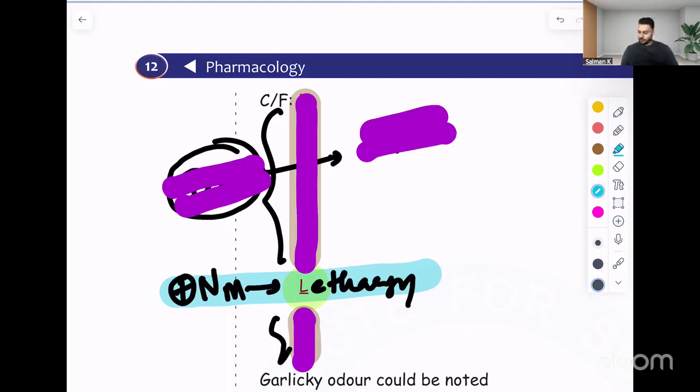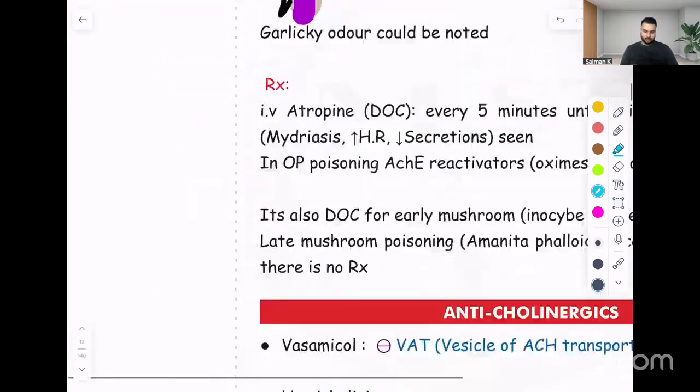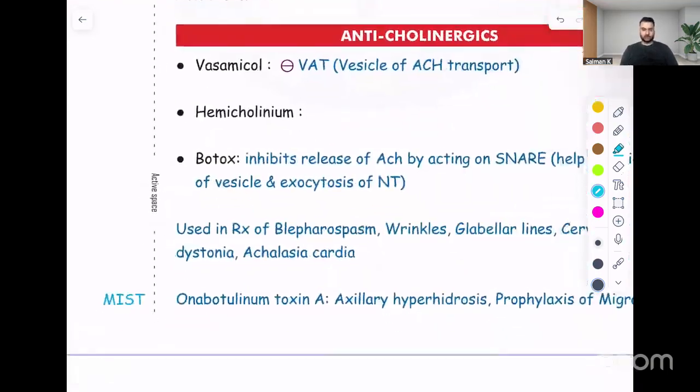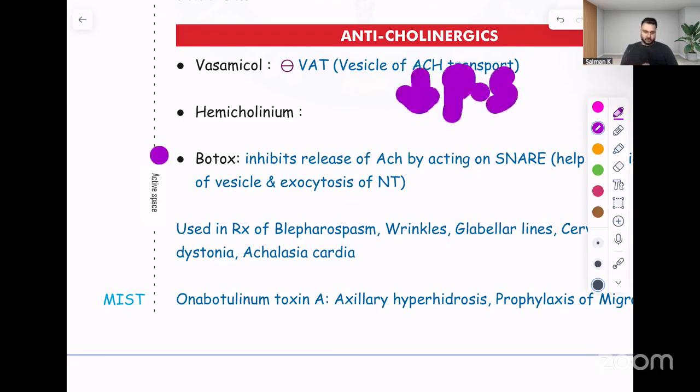Okay. Now, since we learned all this, next is anticholinergics. Anticholinergic means those are the drugs that will be blocking parasympathetic. Please remember from this topic, Botox is going to be important. Botox is that guy that blocks the release of acetylcholine.